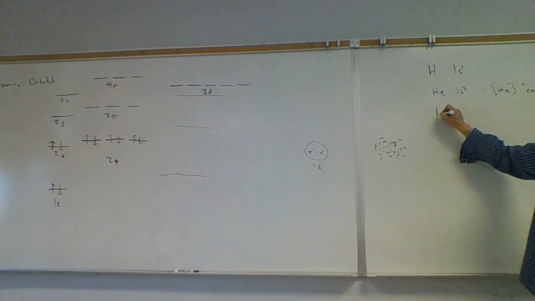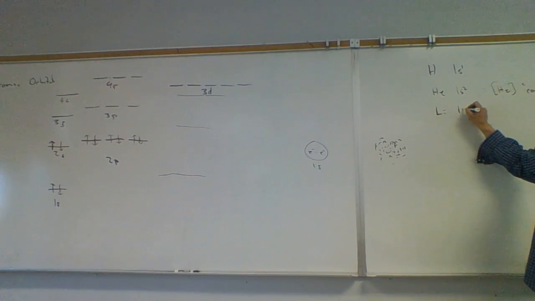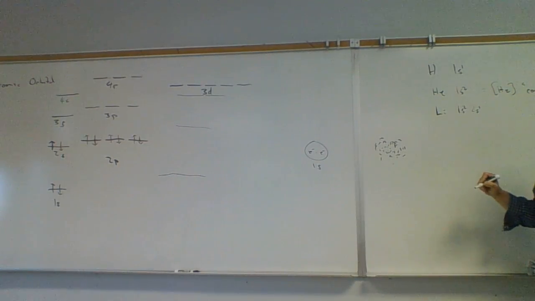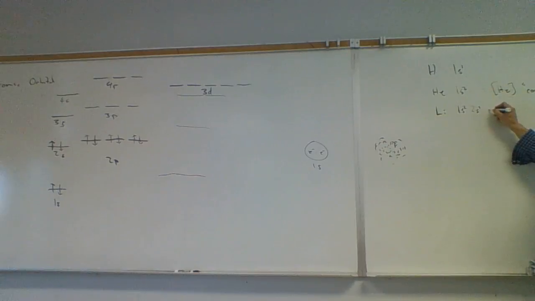And then lithium. Lithium has 1s2, which is completely filled, and then it has an electron in the 2s1. So sometimes what we'll do is abbreviate the 1s2. We'll say that it has the helium core, and then the 2s1. The core electrons are usually untouched in chemical reactions.